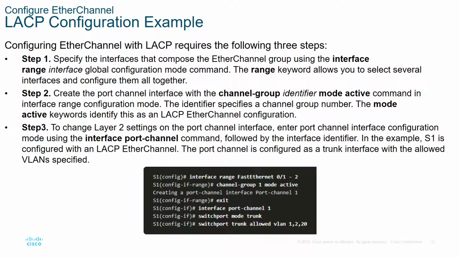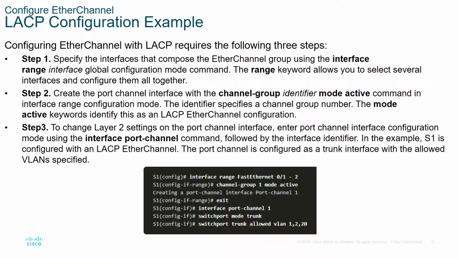LACP configuration example. Configuring EtherChannel with LACP requires the following 3 steps. Step 1. Specify the interfaces that compose the EtherChannel group using the interface range followed by the interface number global configuration mode command. The range keyword allows you to select several interfaces and configure them all together. Step 2. Create the port channel interface with the channel-group command followed by the identifier number and mode active in interface range configuration mode. The identifier specifies a channel group number. The mode active keywords identify this as a LACP EtherChannel configuration.